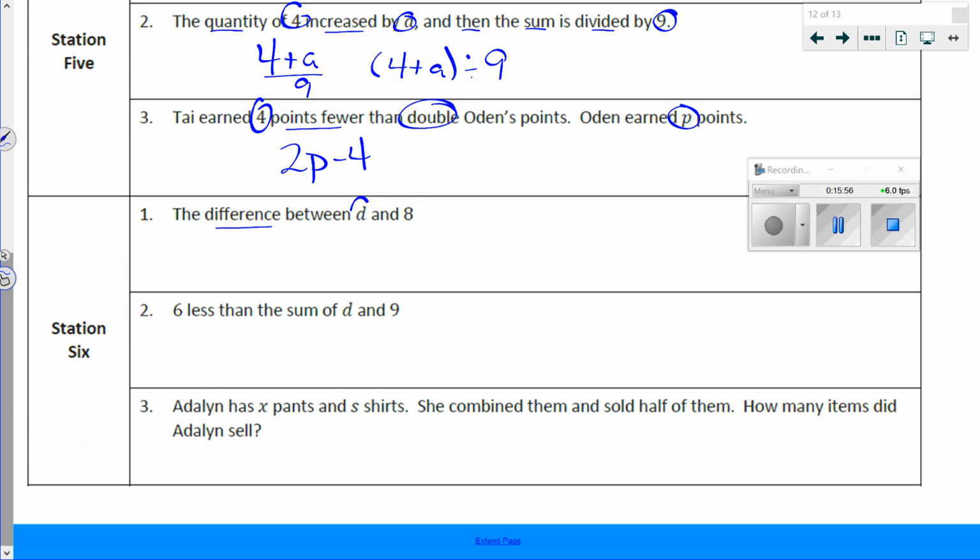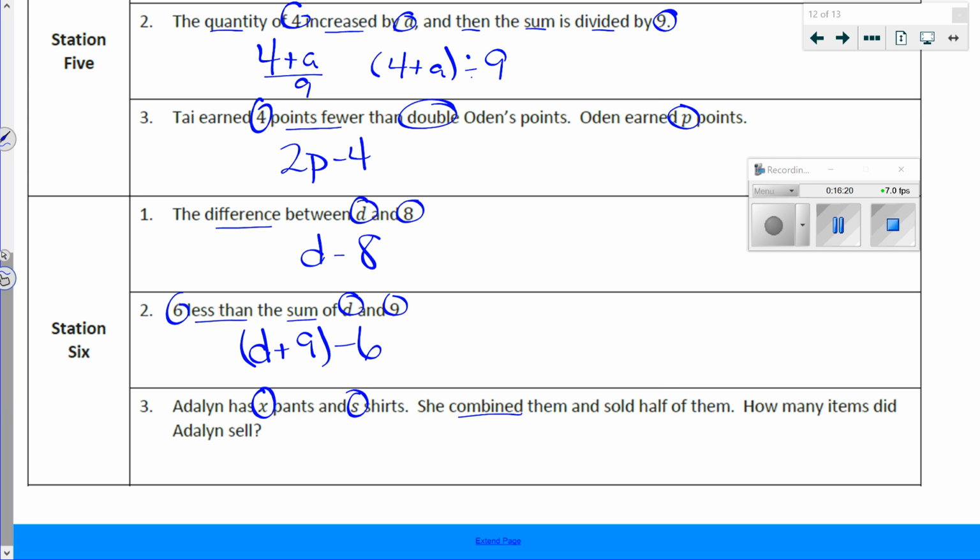The difference between D and A just means I'm subtracting. 6 less than, that's a flipping phrase, the sum of D and 9. So I need to add those first and then take 6 less. Technically, I wouldn't have to have the parentheses in that case because of order of operations, I'd do the D plus 9 first anyway. Adeline has X and S shirts.